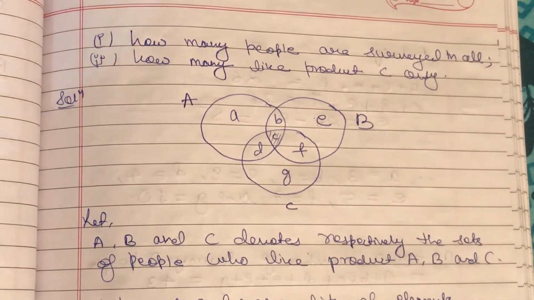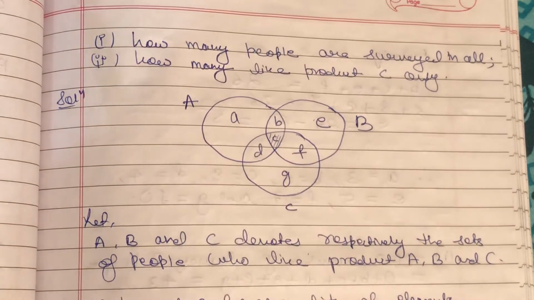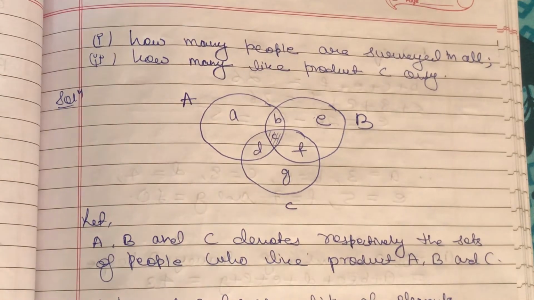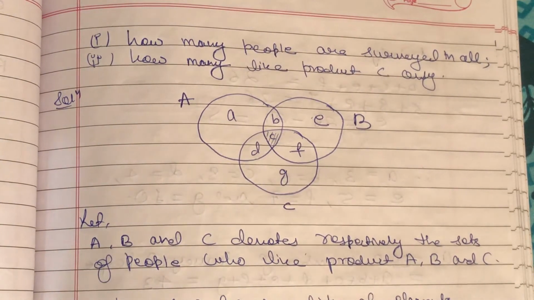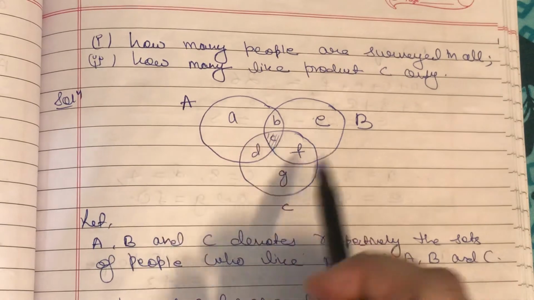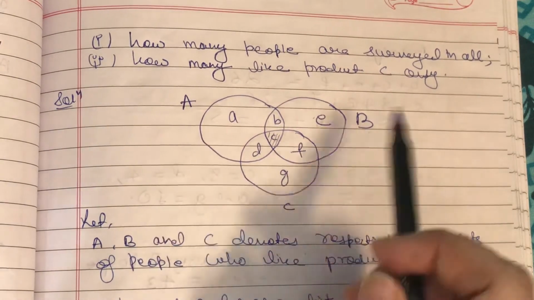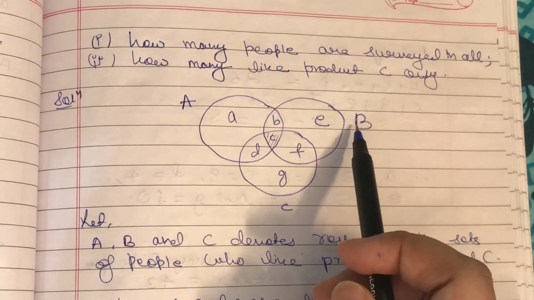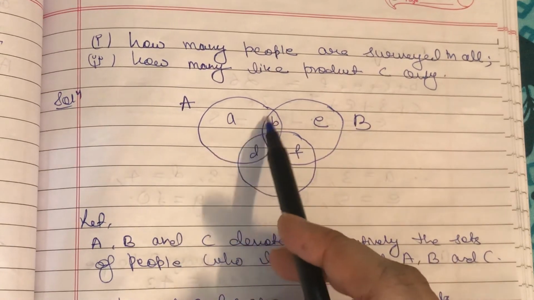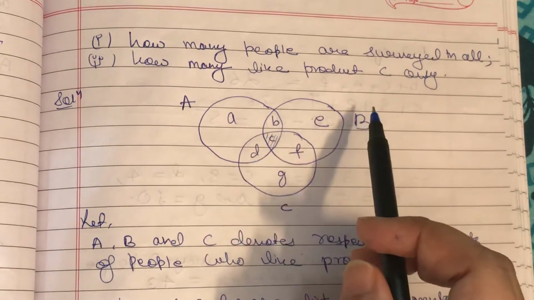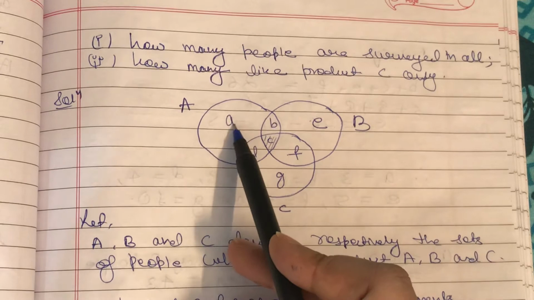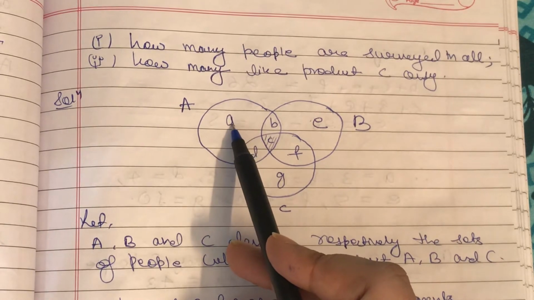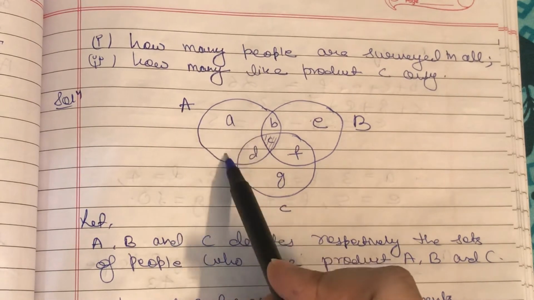That I have to find, but for that I should know the value of all individual variables. So here, like I did in the last question, I have drawn three circles. I have named them A, B, C. Also, I have named all the individual regions by some alphabets, right? Like this A represents all the elements which are present in only A.